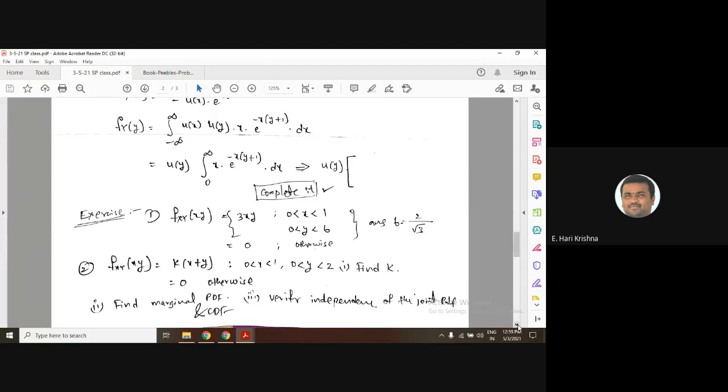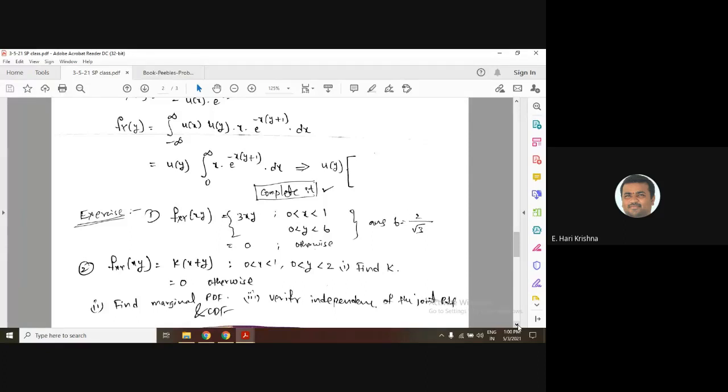This is also simple integration, not a complicated integration. The second question in this: find the marginal PDF and CDF.